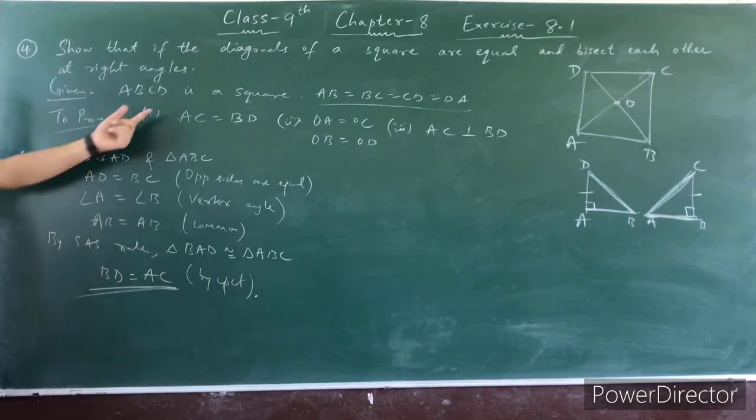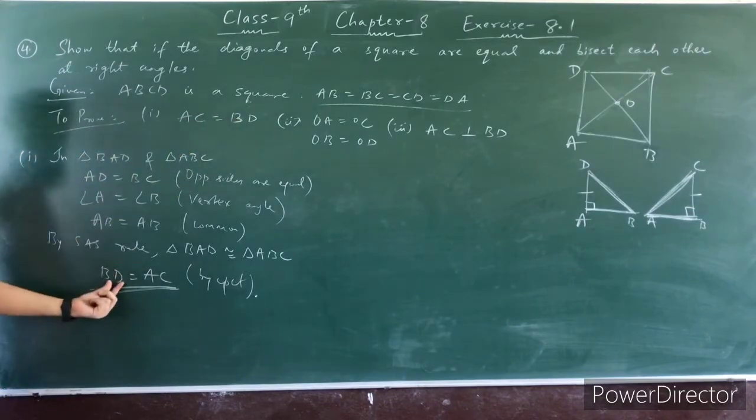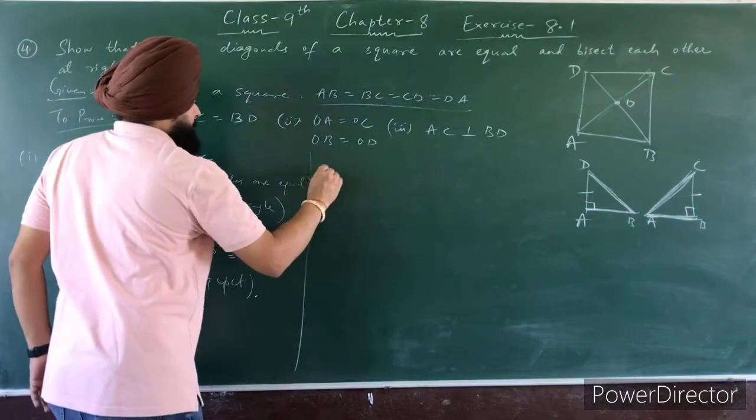You can see here this is the first part. BD is equal to AC. Now next, prove the second part.